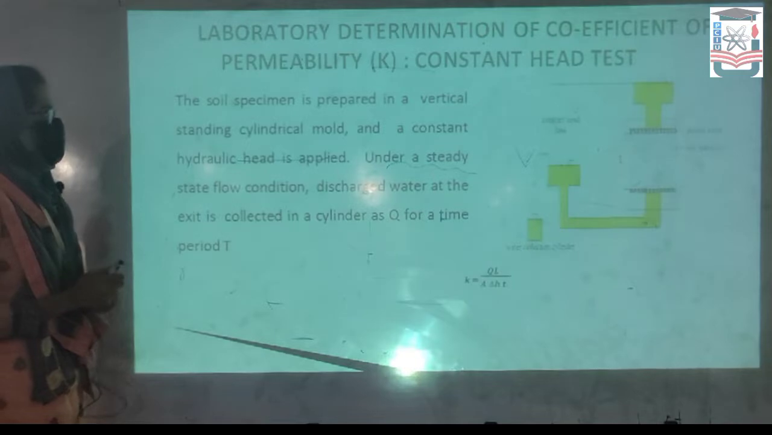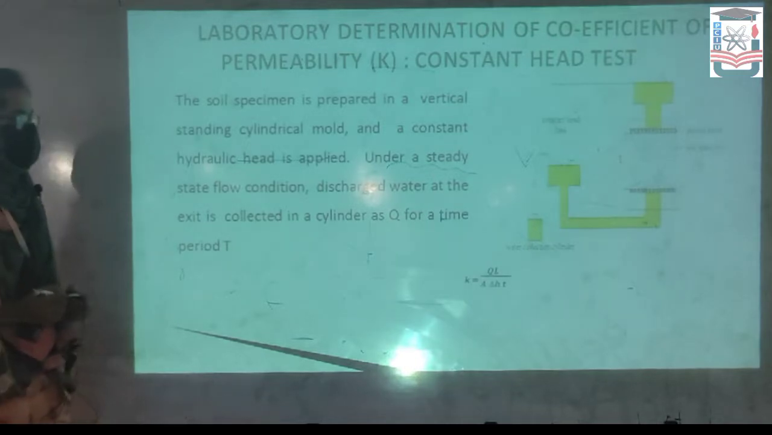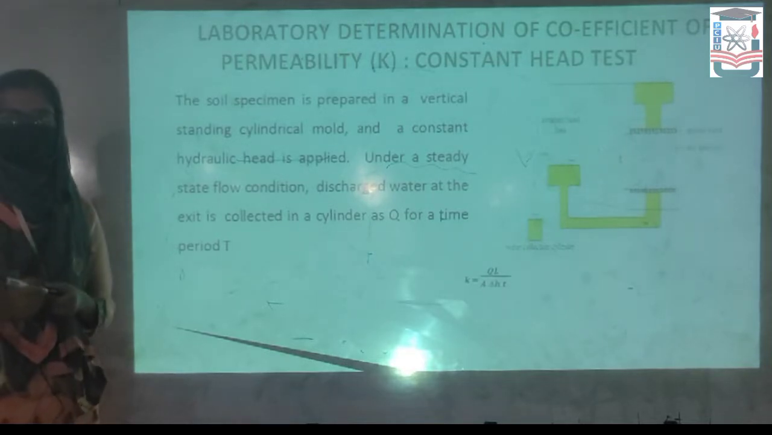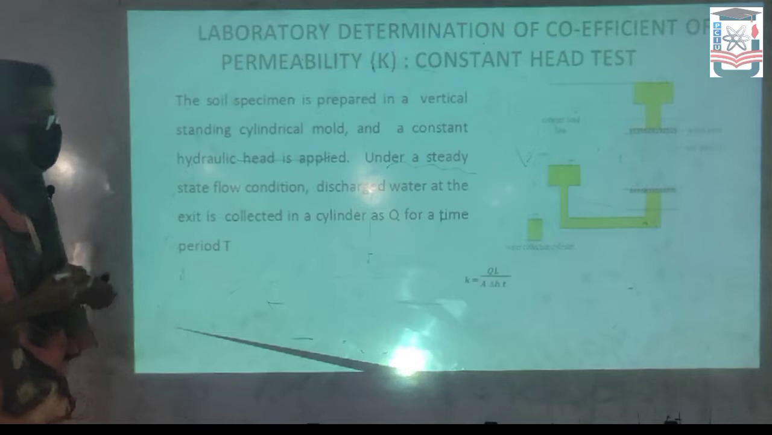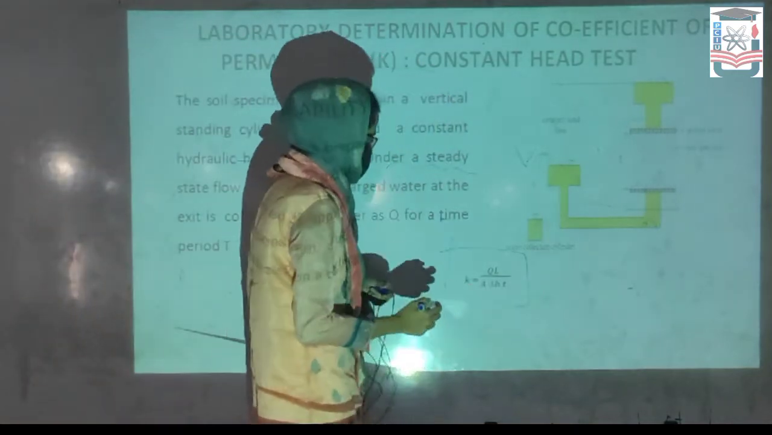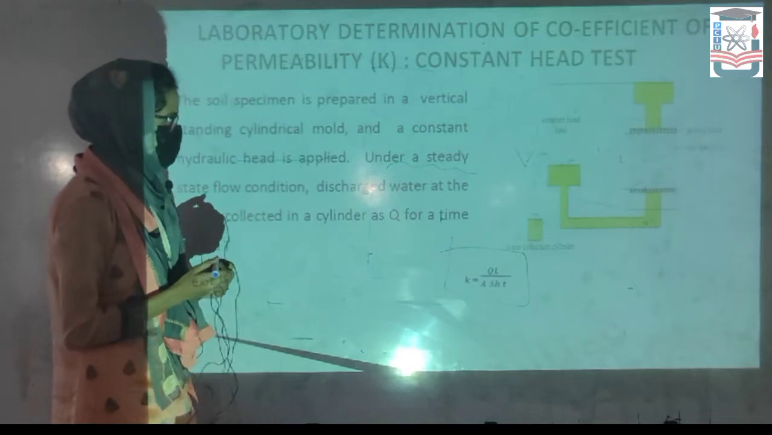Laboratory determination of the coefficient of permeability has two types. One is the constant head test and the other is the falling head test. The constant head test is mainly used for coarse-grained soil. The formula of the constant head test is K equals Q L divided by A delta H t.